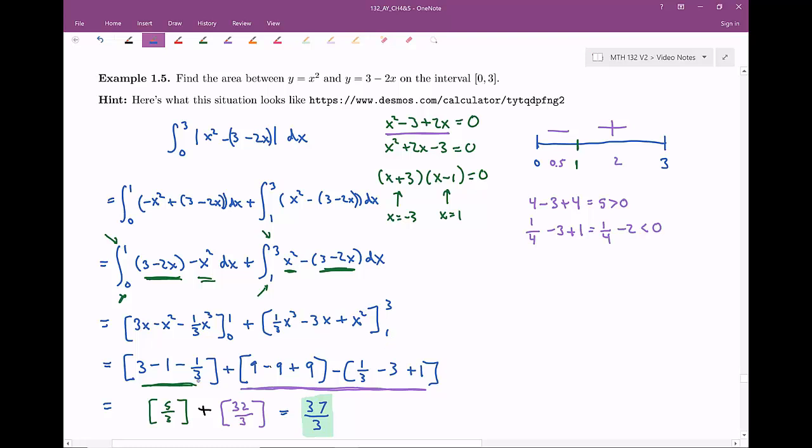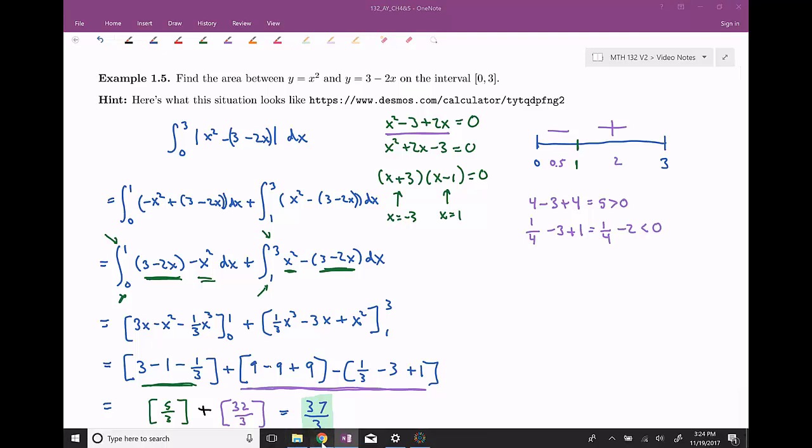And we can see that in this first evaluation right here, I get 5/3. And for my second one, on the interval from 1 to 3, I get 32/3. Both of these are positive numbers, and they're referring to some area. And we can see that this purple one here, the second one from 1 to 3, is a lot bigger of a number than my first one. And this actually refers to the graph.